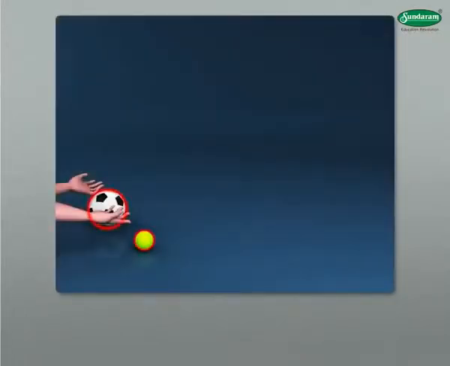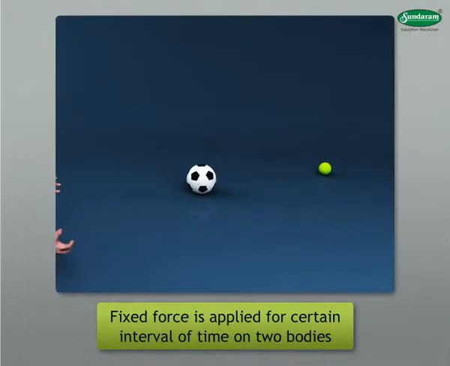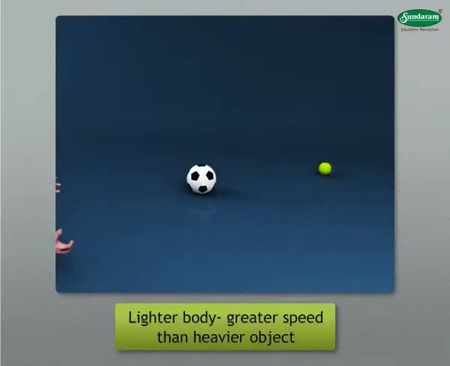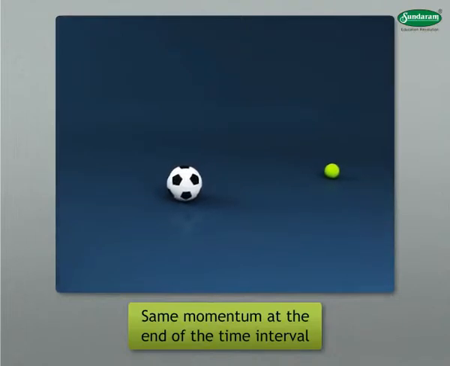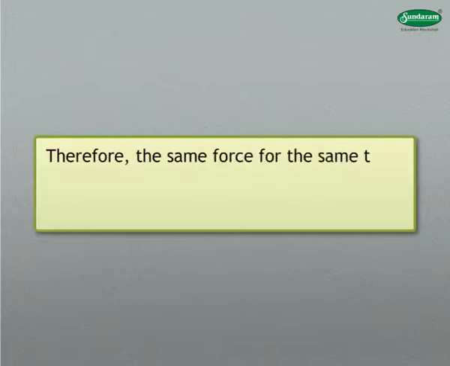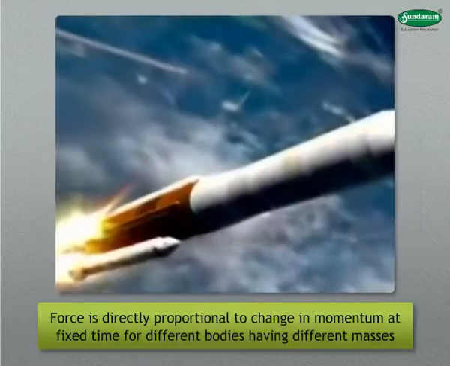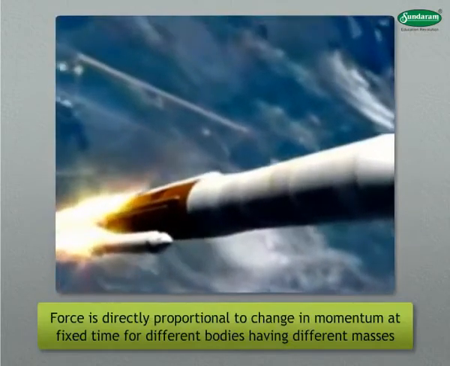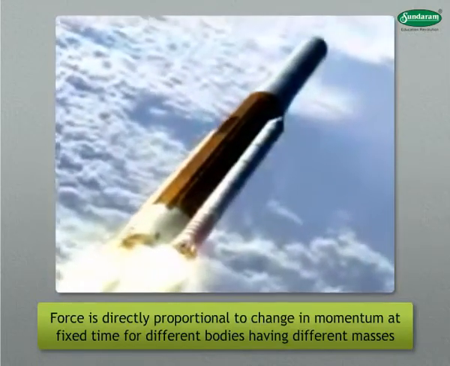Let us consider two bodies of different masses initially at rest. Suppose a fixed force is applied for a certain interval of time on the two bodies. The lighter body picks up greater speed than the heavier object. But at the end of the time interval, each body acquires the same momentum. Therefore, the same force for the same time causes the same change in momentum for different bodies. It shows that force is directly proportional to change in momentum at fixed time for different bodies having different masses.